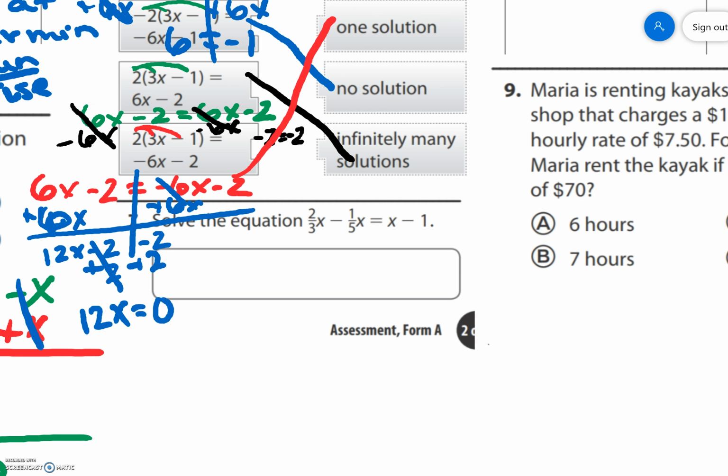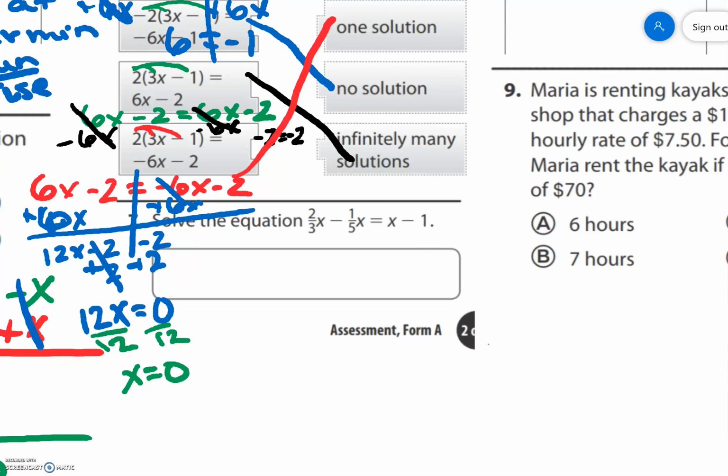Just because it says 12x equals 0 does not mean there's 0 solutions. We divide by 12. 0 divided by 12 equals 0. So x equals 0. It only equals 0, nothing else. So there's one solution, and that solution is 0.